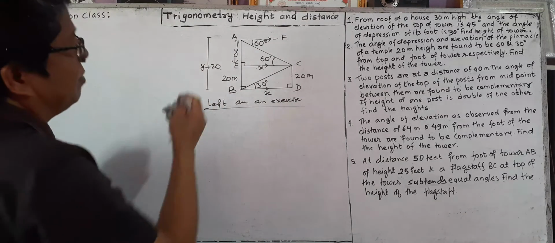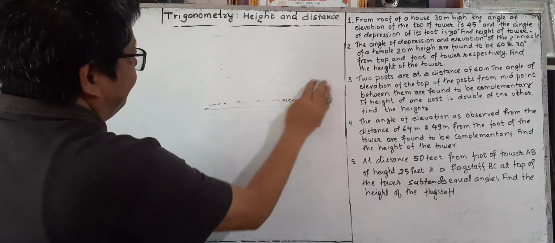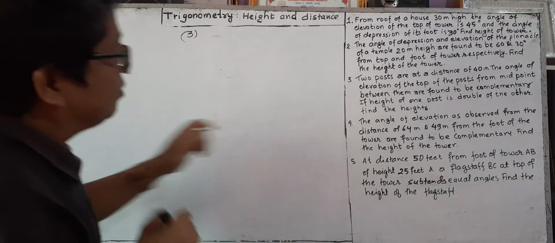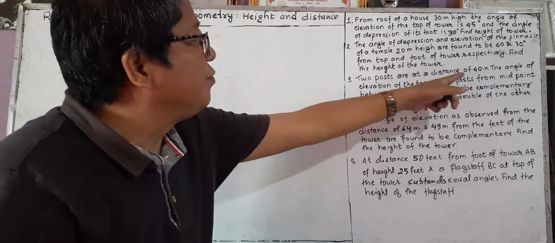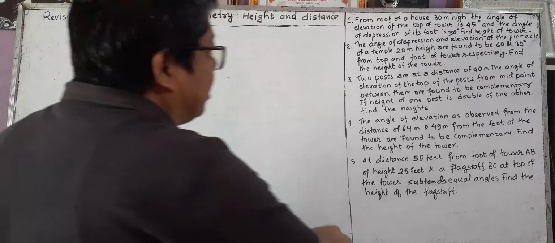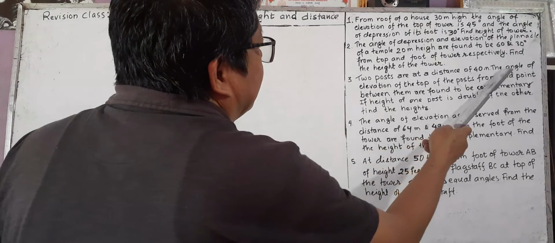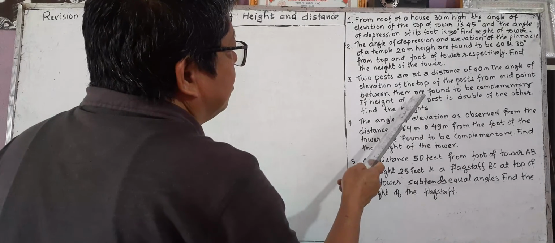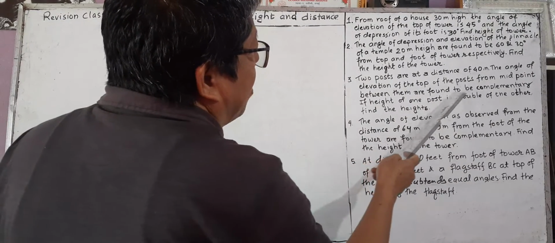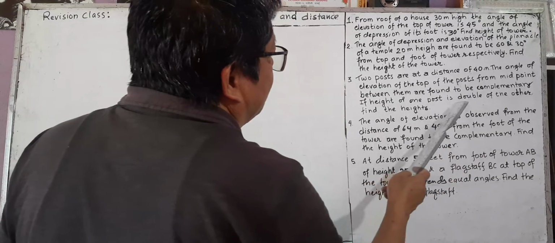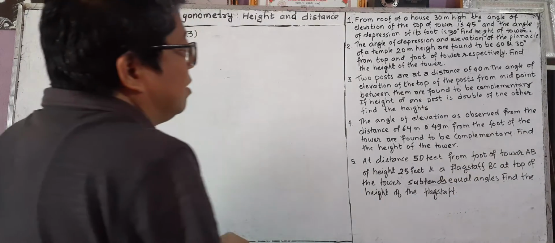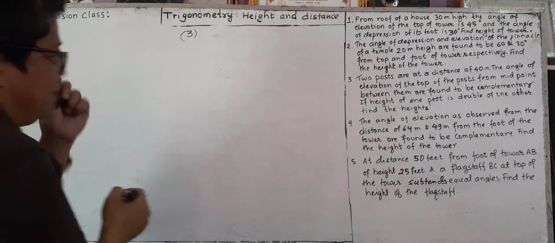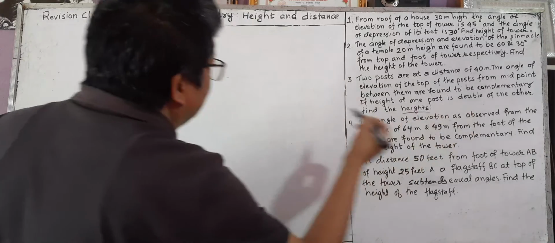Now we start question number 3. Look at question number 3. Two posts are at a distance of 40 meters. The angles of elevation of the tops of the posts from the midpoint between them are found to be complementary. If the height of one post is double the other, find the heights. So you have to find the height of both poles.